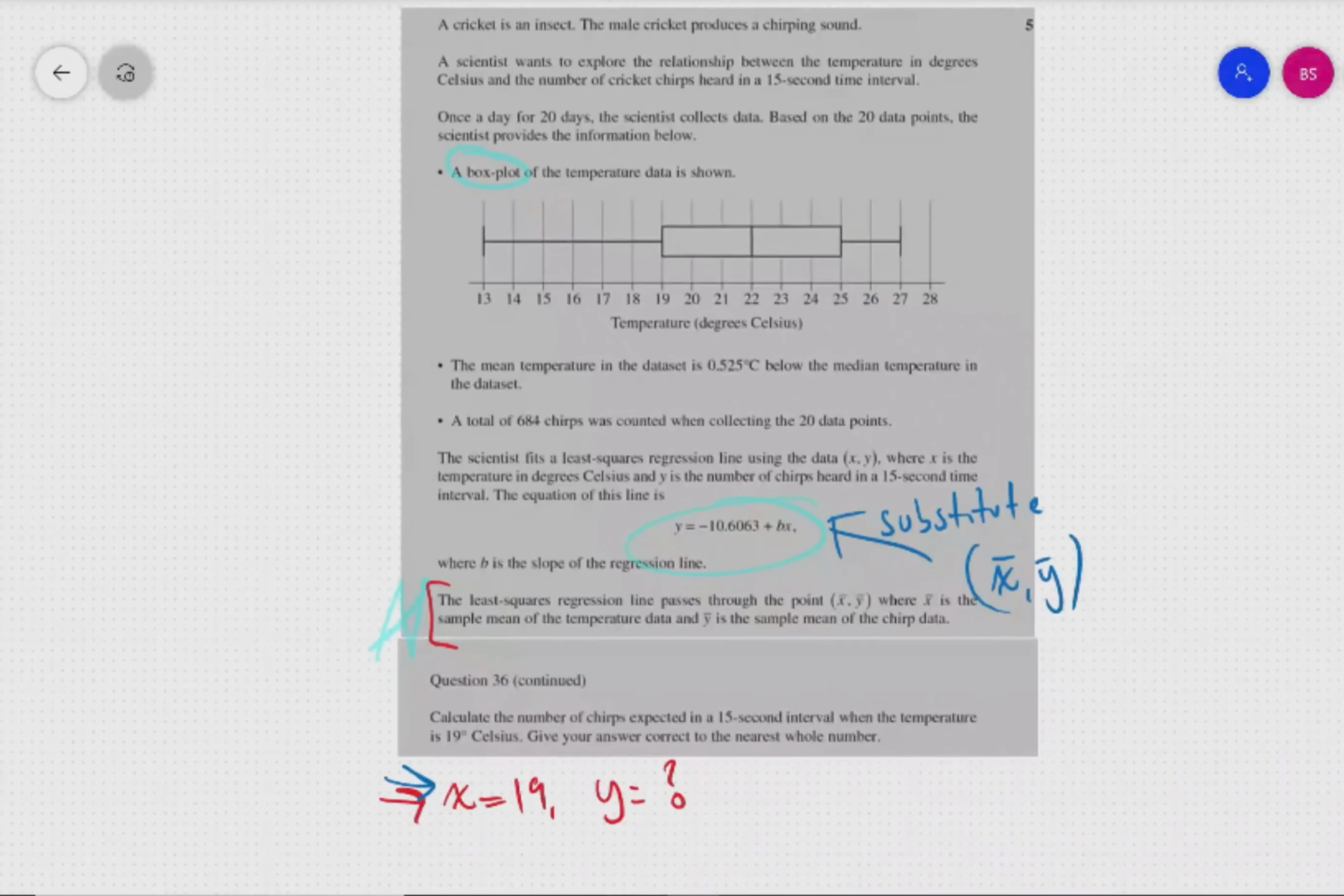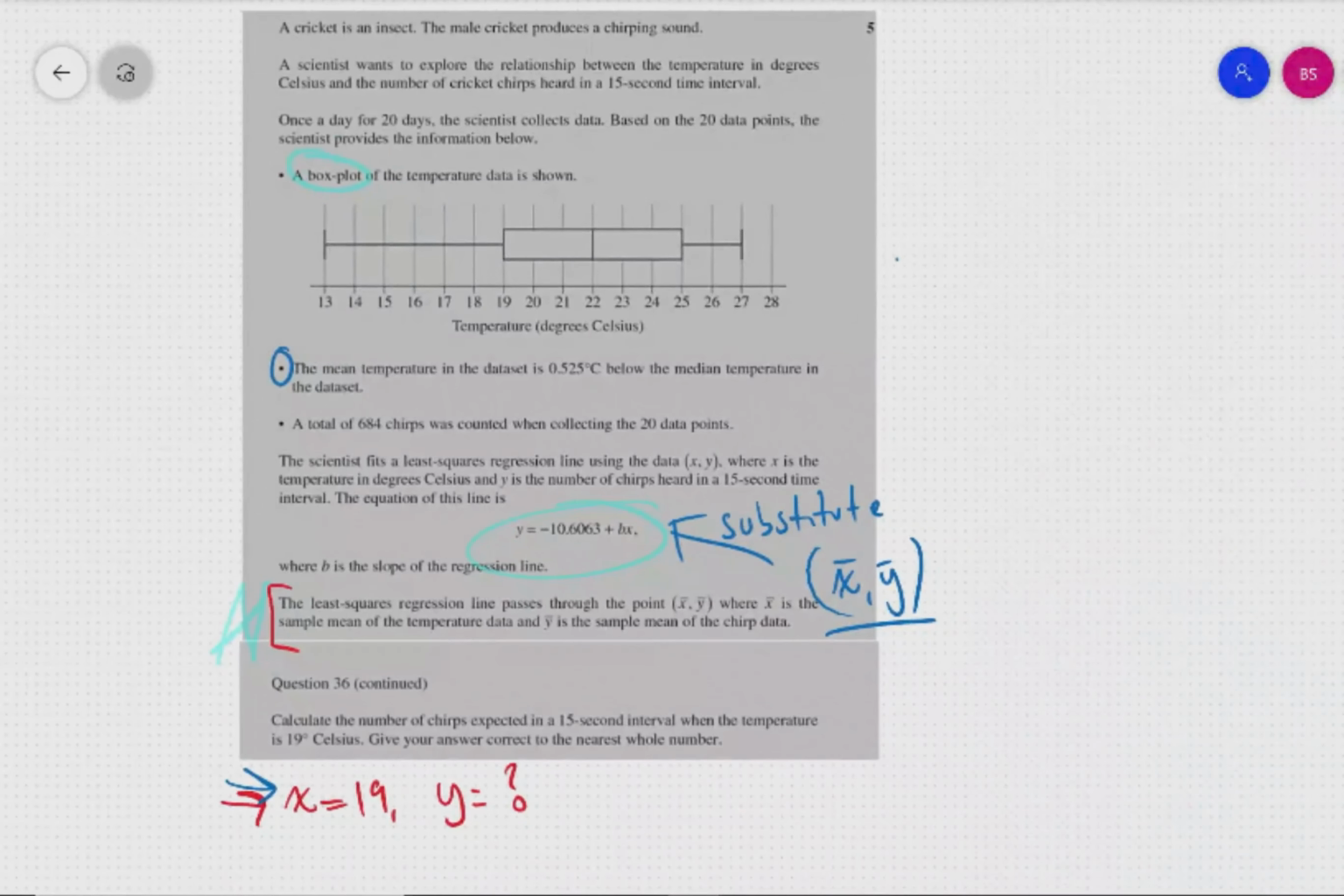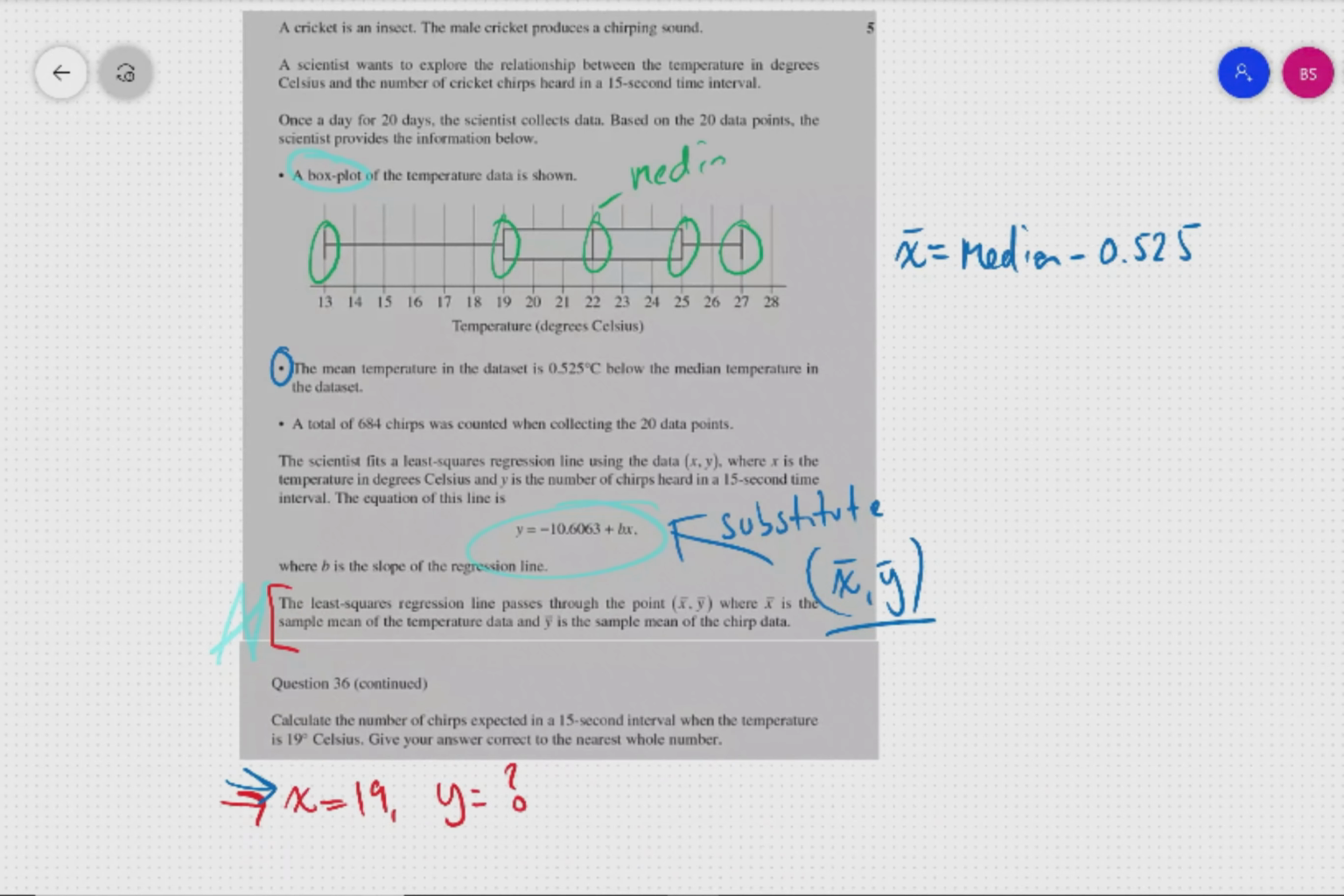So let's go about finding this point, x bar, y bar. Turning to the first dot point, we're told the mean temperature is 0.525 degrees below the median. So putting that into an equation, we get x bar is equal to our median minus 0.525. And now where do we get the median from? That's why we've been given the box plot. Here's our lowest data point, our highest data point, our 25th percentile, 75th, and then 50th. At our 50th percentile, that's also called our median.